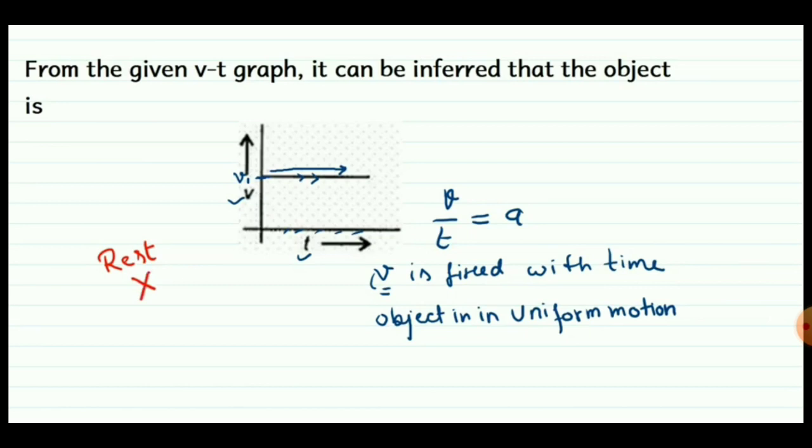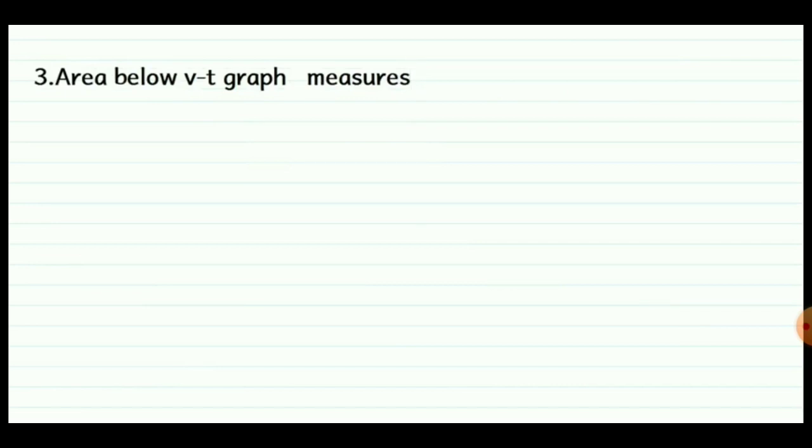Now student, one more thing that we should clear: this line does not show that the object is at rest. In a displacement time graph, we can say the object is at rest when the line is parallel to the time axis. But as this graph is about velocity, that means the object is moving, so we cannot say the object is at rest. Now again, one more time we are taking the VT graph, velocity time graph.